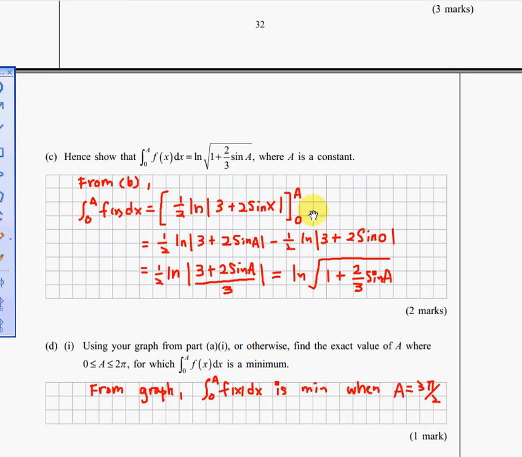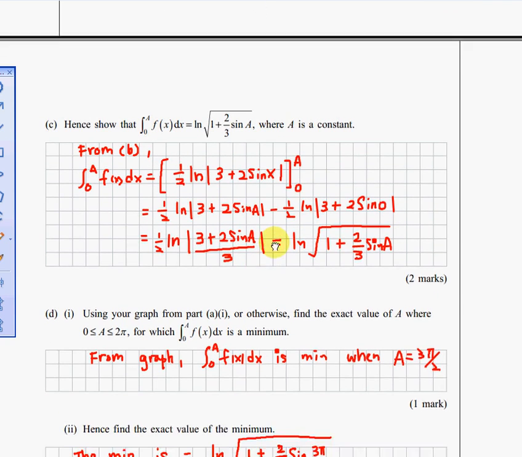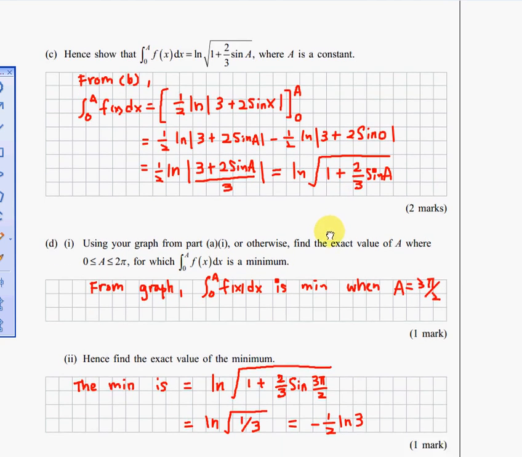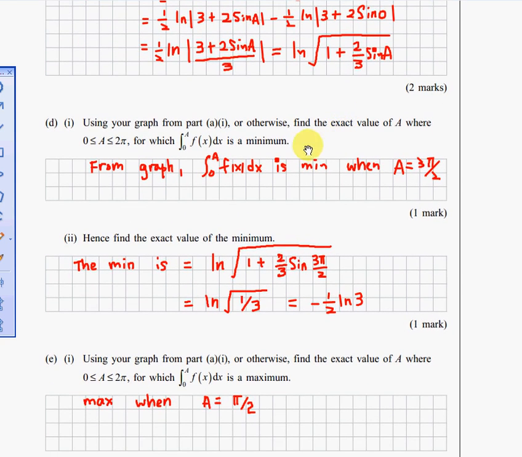And this is a definite integral, but of course this unknown a doesn't matter. Substitute that 0 and a into this integral, and you end up with this, which is something you're supposed to show. And then this gets interesting, and using a graph or a method that you prefer, you are supposed to state what is the value of a when this is minimum.